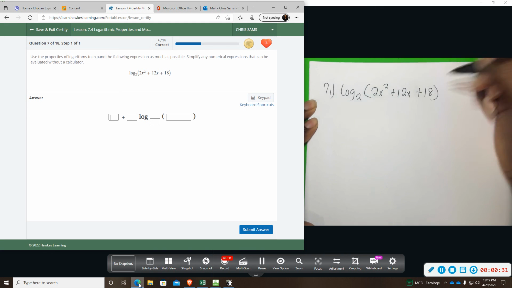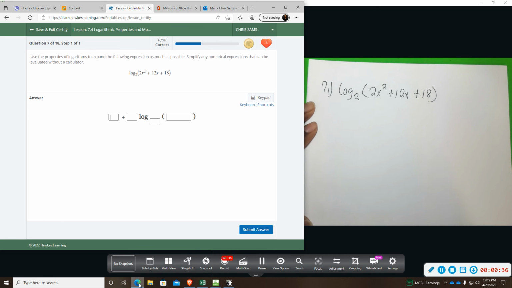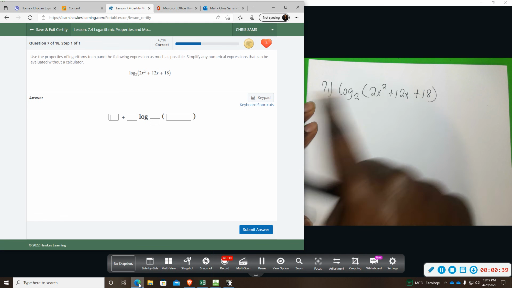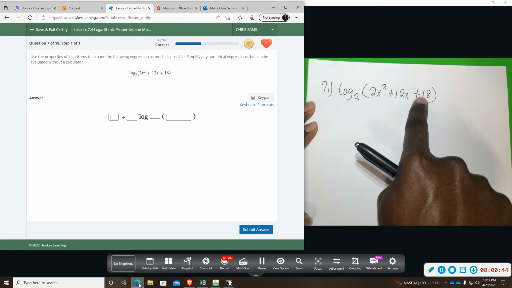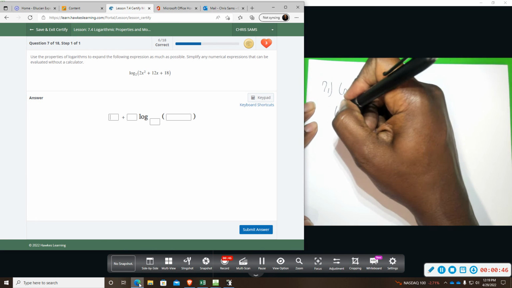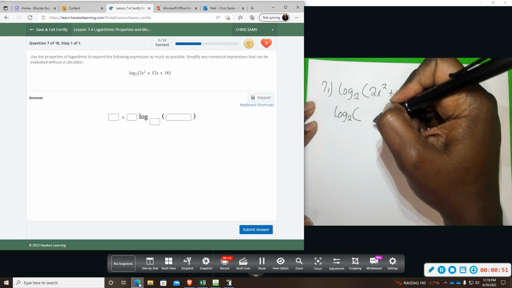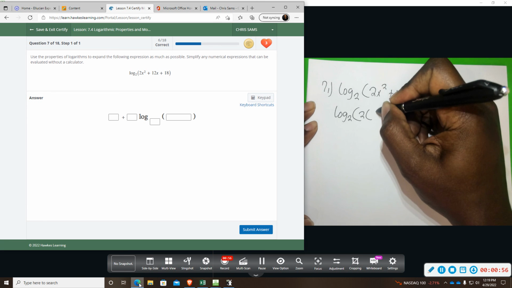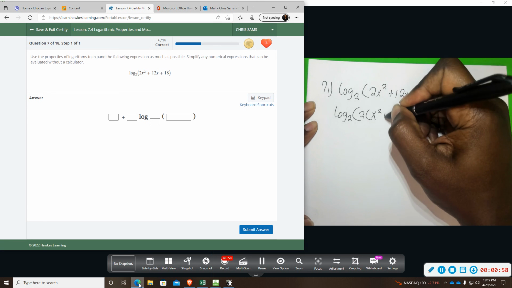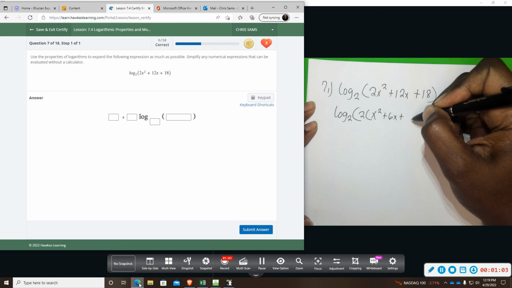All right, so there's no property that says when you do addition within logs you can do some simplifying, but what we can do first is factor out a 2. All of these terms are divisible by 2, so I'm going to do that first. Log base 2, and then in parentheses, I'll do a 2, and then another set of parentheses, and then we'll have x squared plus 6x, and then plus 8, nope, plus 9.